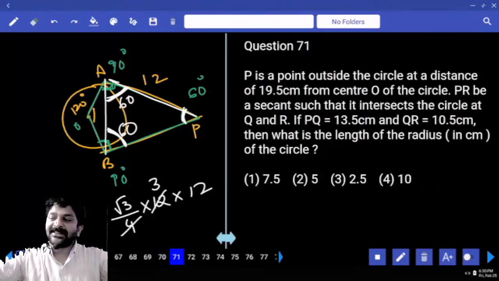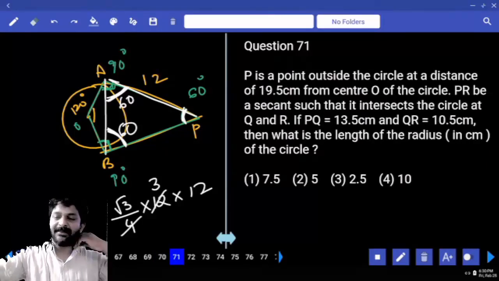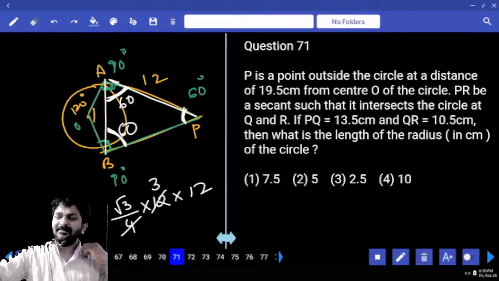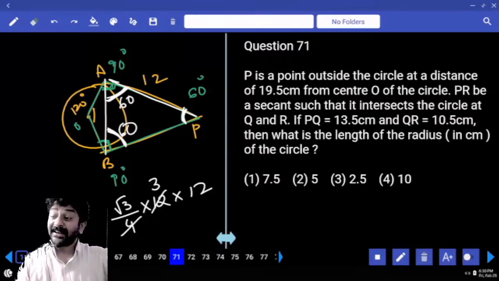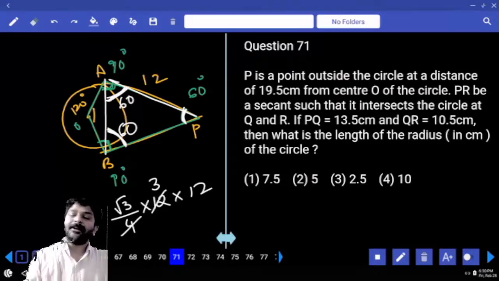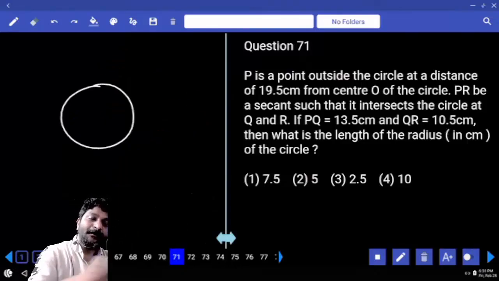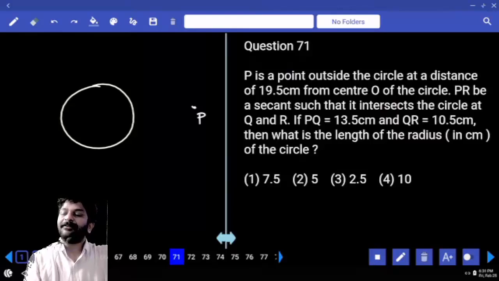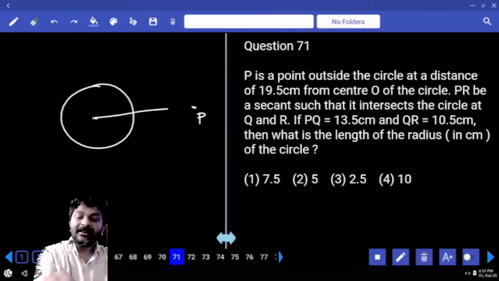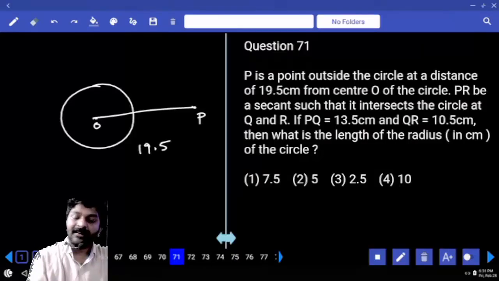P is a point outside the circle at a distance of 19.5 centimeters from the center O of the circle. PRB is a secant such that it intersects the circle at Q and R. PQ is 13.5 and QR is 10.5, as mentioned. Okay, let me take the circle here. P is a point outside the circle. Here it is P, at a distance of 19.5 from the center. The distance OP is equal to 19.5. Correct.